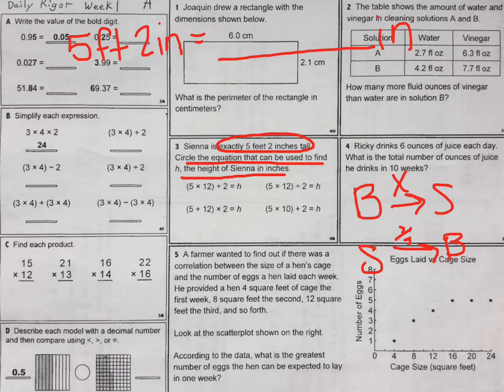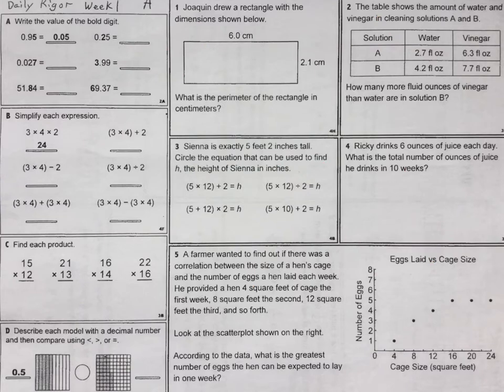Okay? So you're going from 5 feet to inches. So think about how you solve this and then what you do with this number right here. That will help you figure out which equation is going to be the best option.